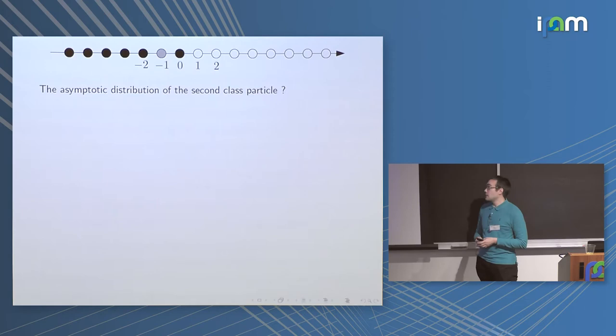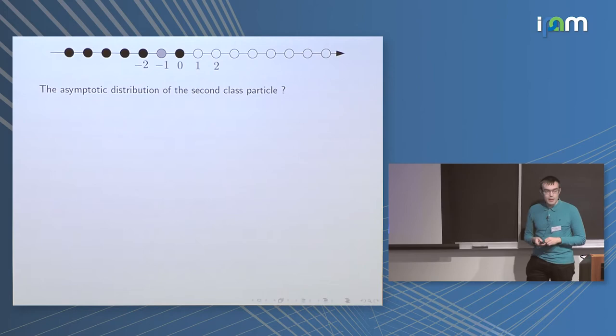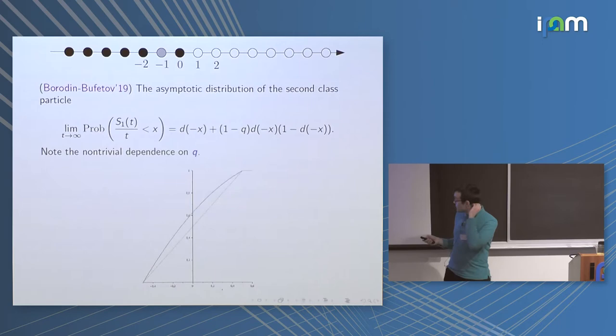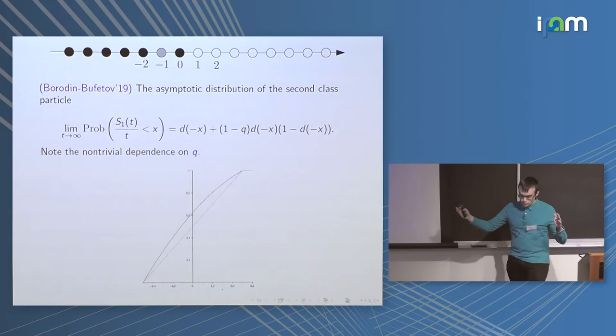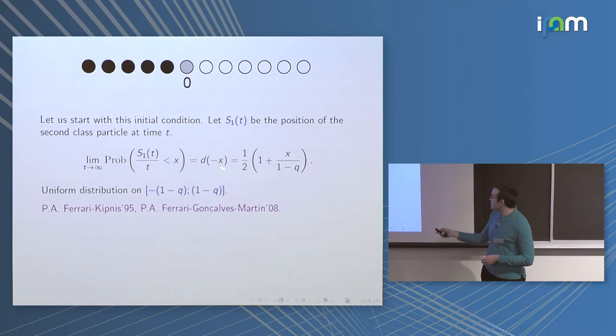Experts know that this is probably not exactly the case, and this minor swap of position actually does affect the large time behavior of the second class particle. But this was not known for ASEP until recently, even for this slight deformation. In a recent paper with Alexey Borodin we proved that this distribution again lives on the whole non-trivial interval, but the distribution scaled by t is no longer uniform, so it becomes basically quadratic. The density is a linear function on the non-trivial interval, and then there is some product, so it becomes quadratic.